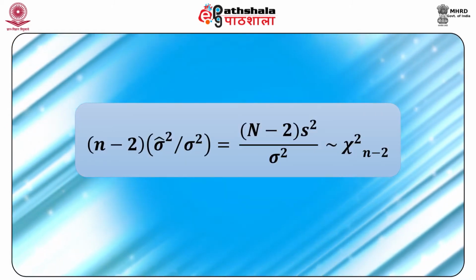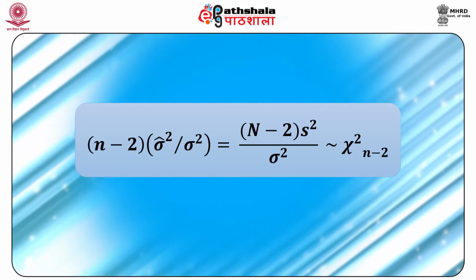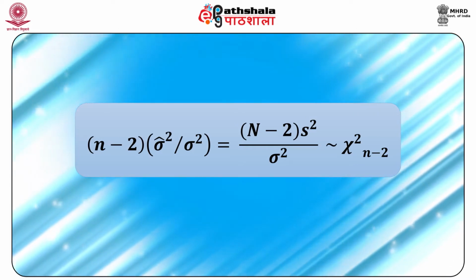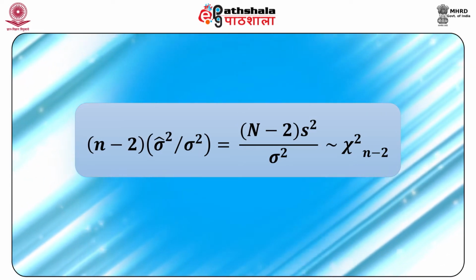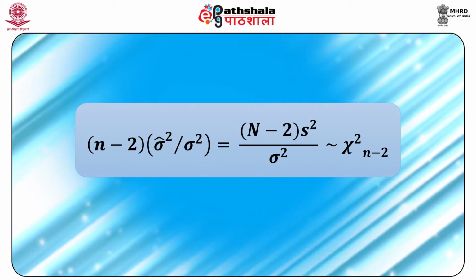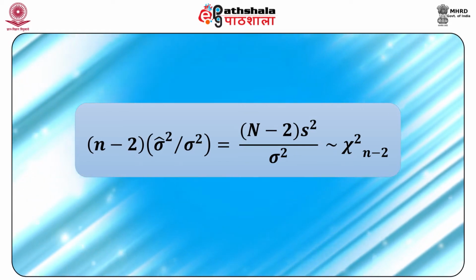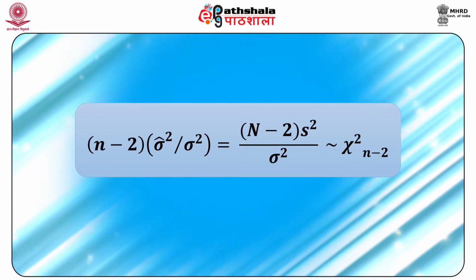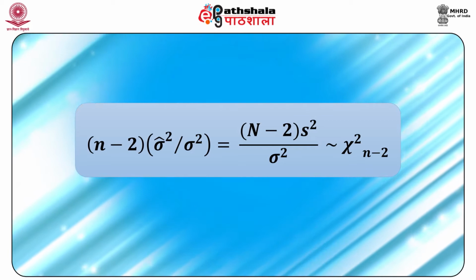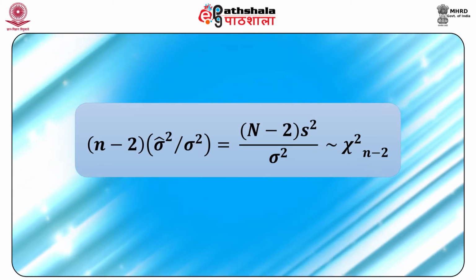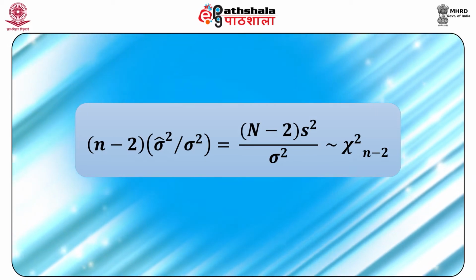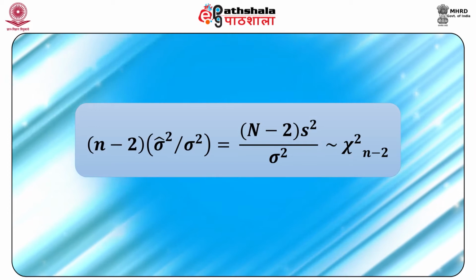Now we can also define n minus 2 into sigma hat square upon sigma square as distributed as the chi-square distribution with n minus 2 degrees of freedom. That is, n minus 2 into sigma hat square upon sigma square, equal to n minus 2 into s square upon sigma square, is distributed as chi-square with n minus 2 degrees of freedom. So sigma hat square is nothing but the estimated value and sigma square is the true value.